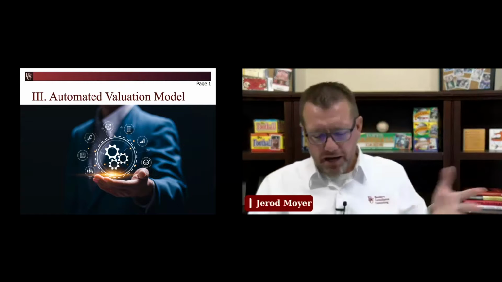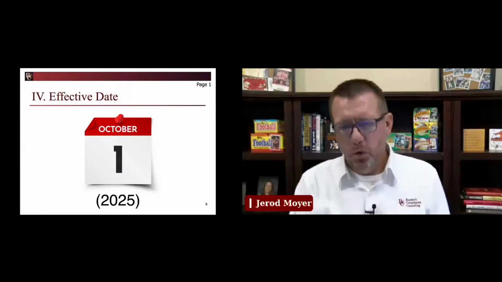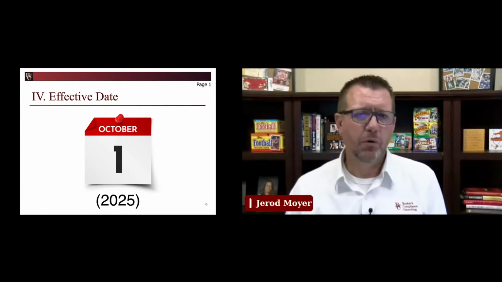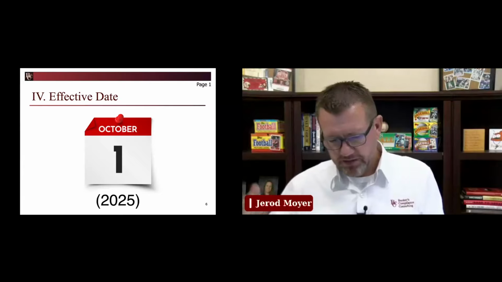We go to the next item, bottom of page number 1. We have the effective date associated with this. It's October 1 of 2025. So we're not quite there yet. Hey, you've got a year, 12 months to get ready for this. So that's the ramp up.